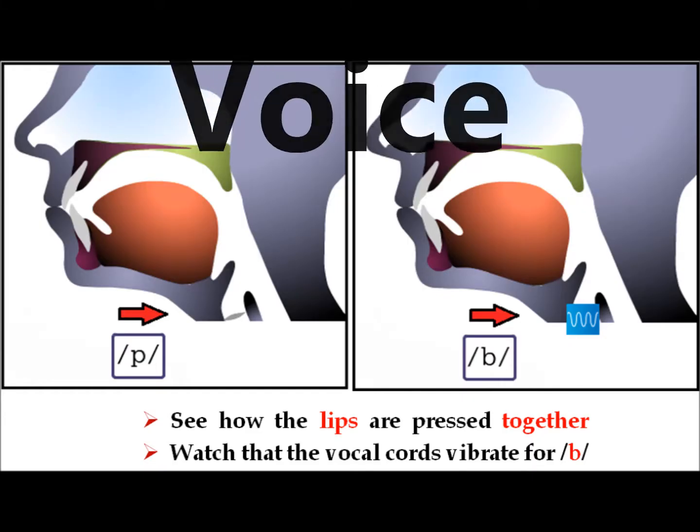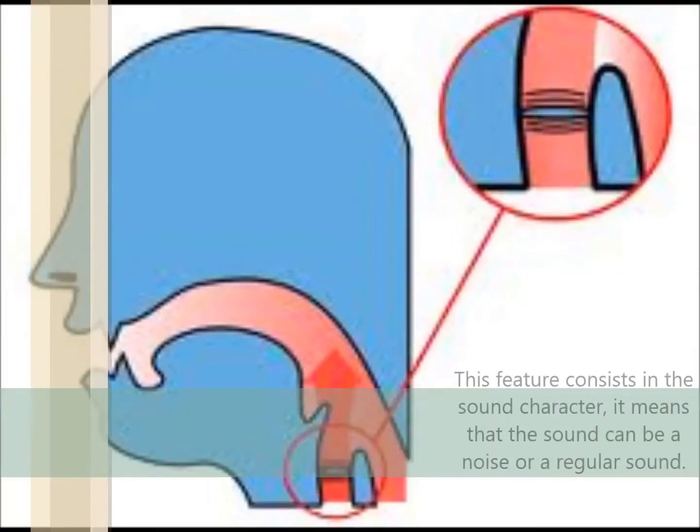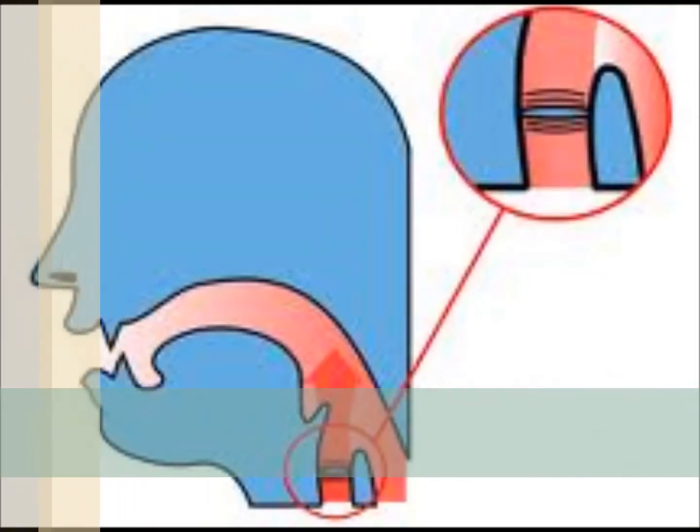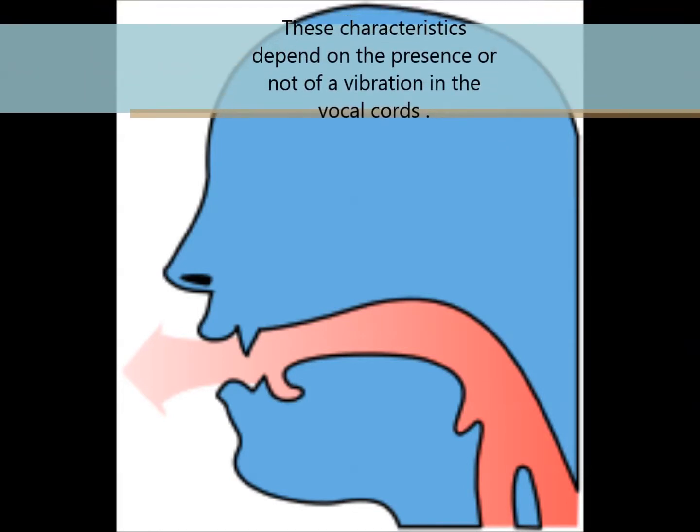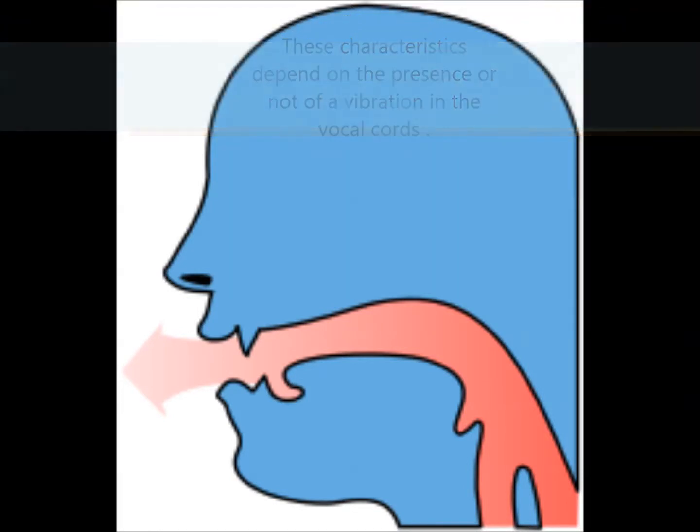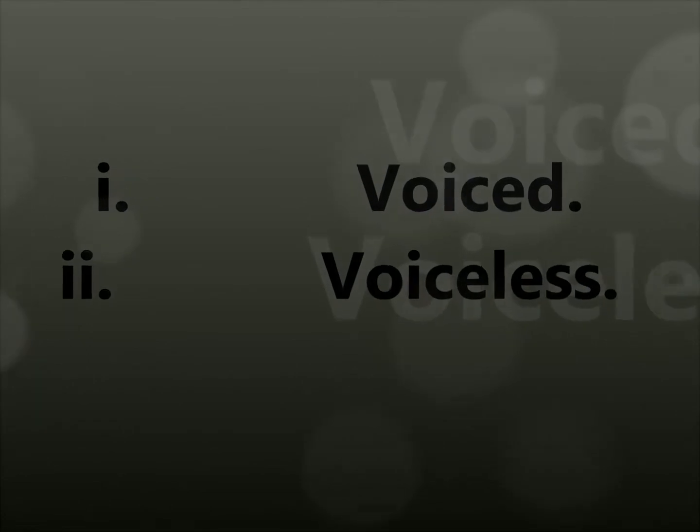Voice. This feature consists in the sound's character. It means that the sound can be a noise or a regular sound. These characteristics depend on the presence or not of a vibration in the vocal cords.